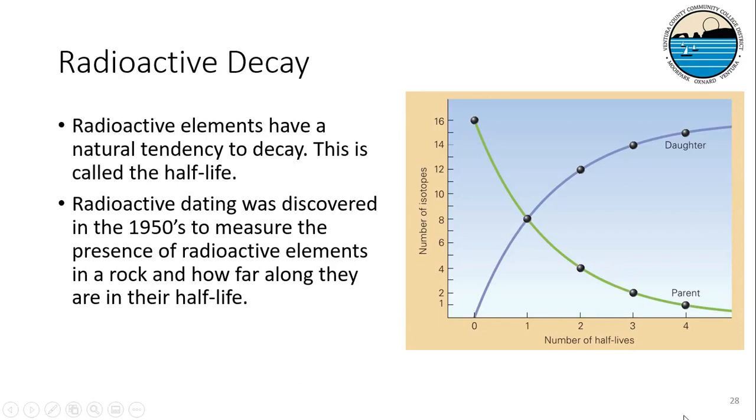So radioactive decay is really important to the concepts of how old the Earth actually is. Radioactive elements have a natural tendency to decay, and this is called the half-life. Radioactive dating was discovered in the 1950s to measure the presence of radioactive elements in a rock and how far along they are in their half-life.